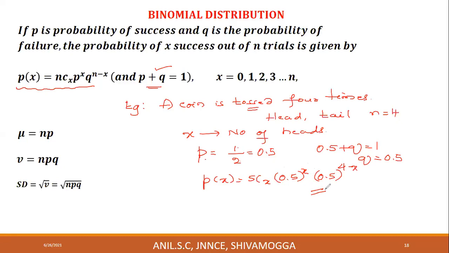Let's solve the problem. Mean mu of this binomial distribution is given by n into P. Variance is given by n into P into Q. And standard deviation is the square root of variance.